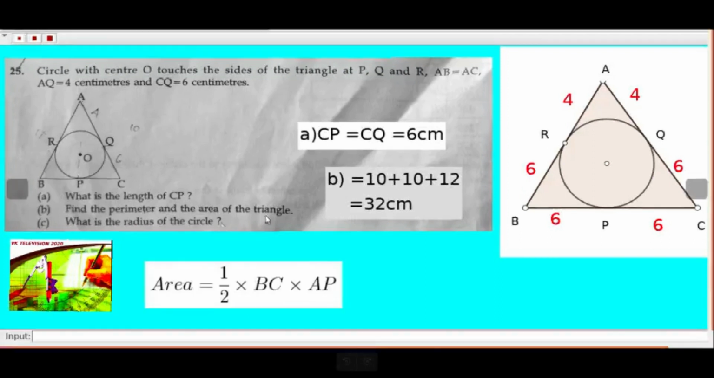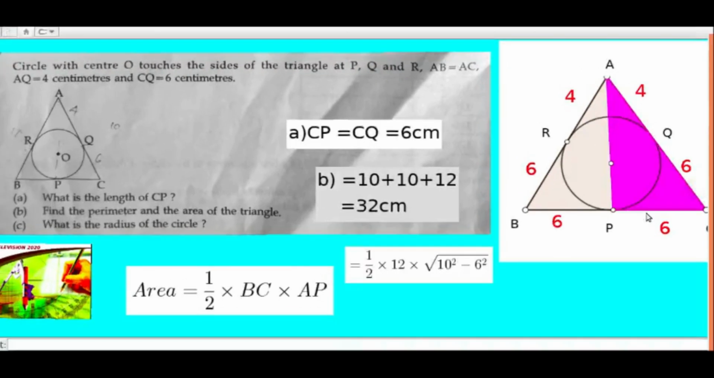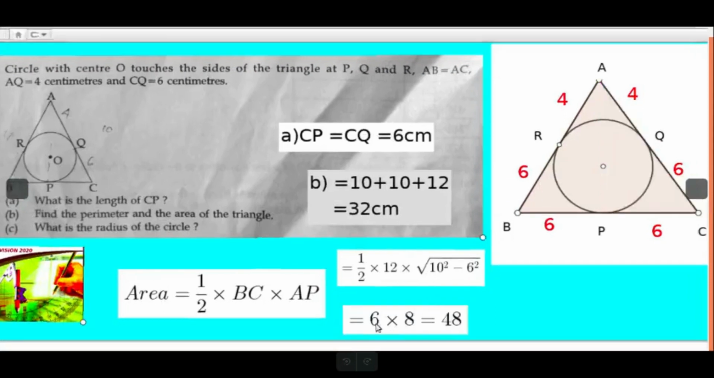Now we have to find out the area of the triangle. Area is equal to half into BC into AP, that's equal to half into 12 into this distance, that is root of 10 square minus 6 square, which is equal to half into 12 into root of 100 minus 36, that is root 64, that is equal to 8. So 6 into 8 is equal to 48, that is 48 square centimeters, that is the area of the triangle ABC. What is the radius of the circle?